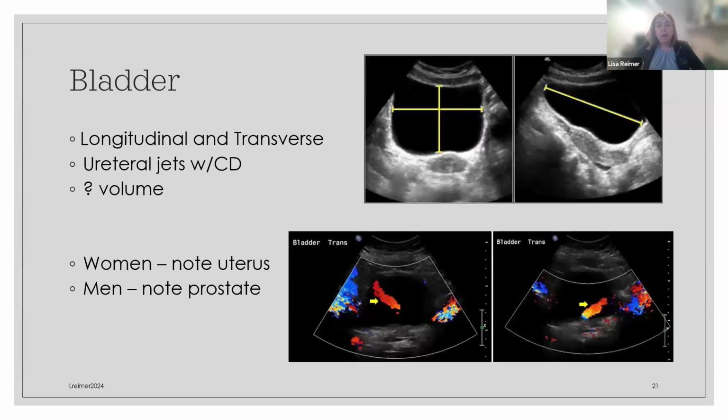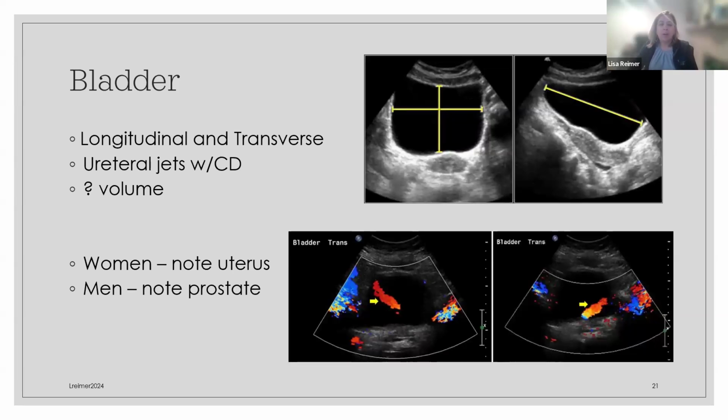At minimum, I would do color Doppler with a posterior angle to look at ureteral jets. So that tells us that there is urine getting pushed through from the kidney to the bladder. So that color Doppler will show the motion of the urine as it's entering the bladder.